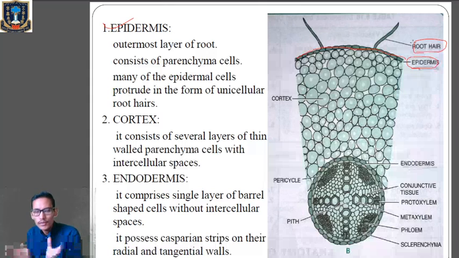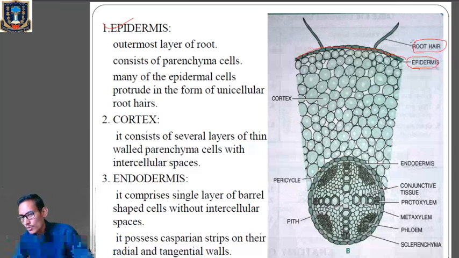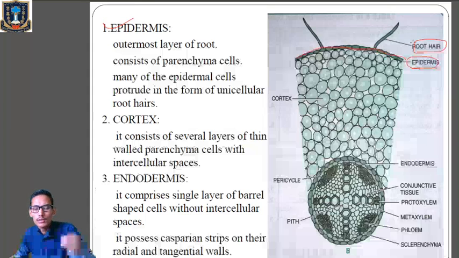So this is the function of epidermis, because generally the root hair will help in the absorption of water and the minerals from the soil. So here the epidermis along with the root hair will help in the absorption of water, minerals and salt from the soil. So it is the outermost layer of the root.